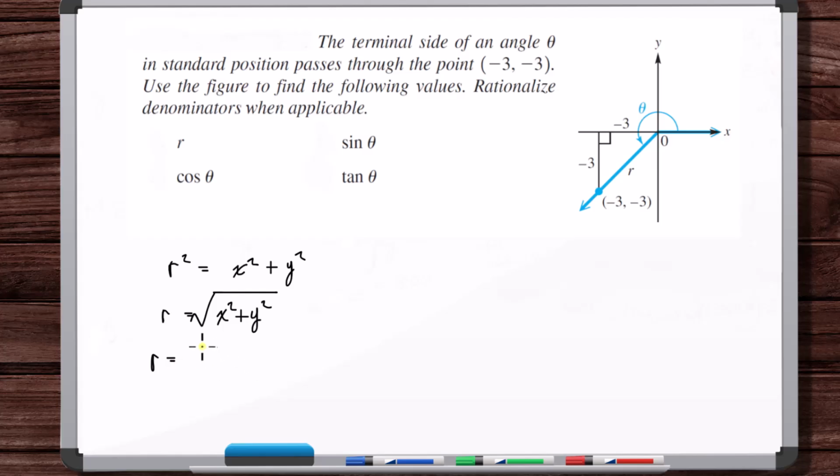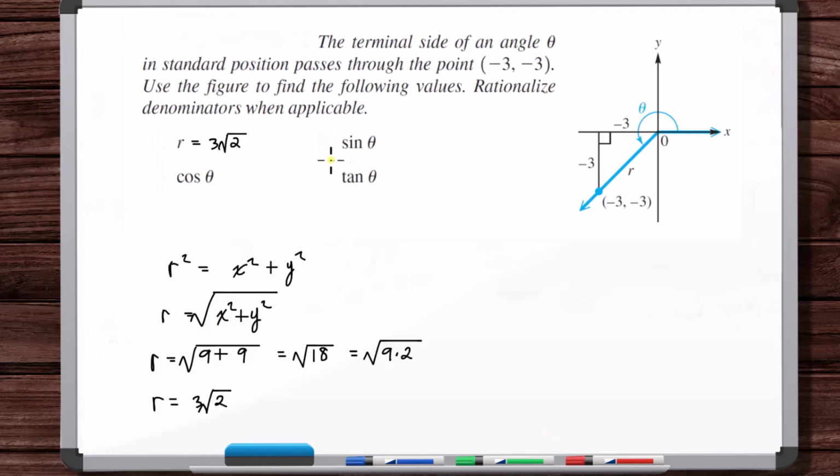So r is equal to the square root of -3 squared, which is 9, plus -3 squared, which is 9. Now this is 9 times 2, so r is equal to 3 root 2. And you can see r is always positive because you've got this principal root, and inside the root is always a positive number.